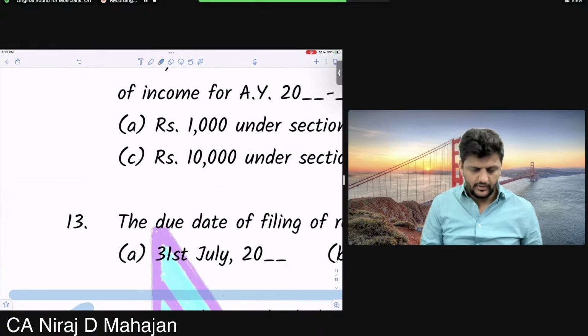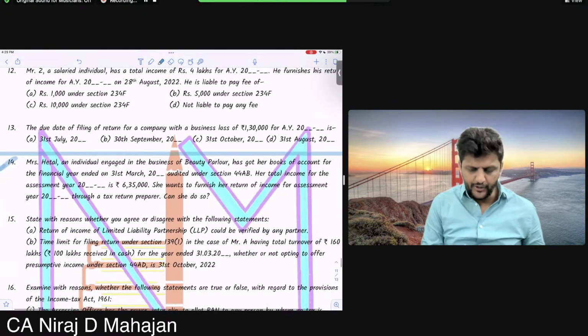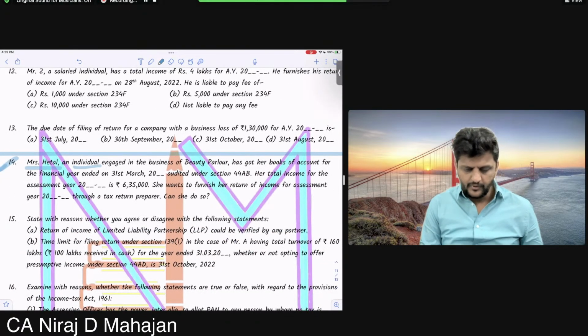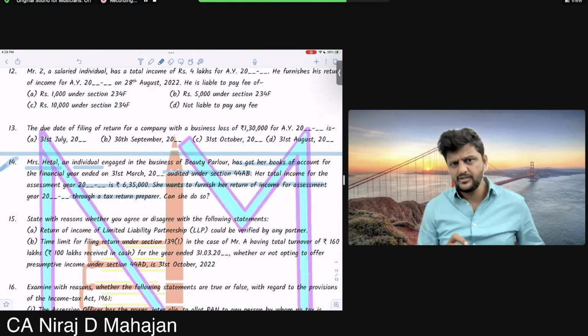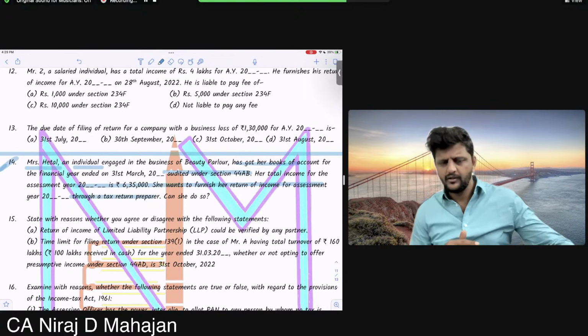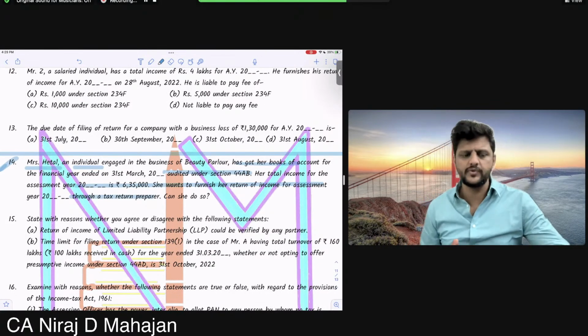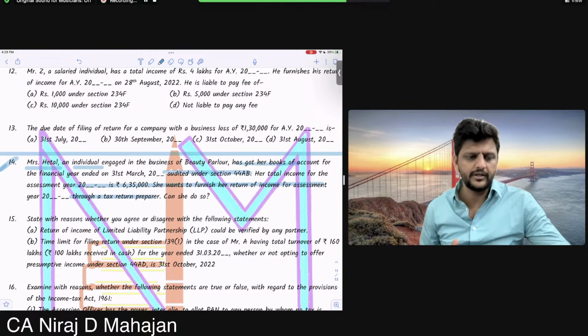Read the question. Hetal, an individual engaged in the business of beauty parlor, has got her books of accounts audited. Her total income is so and so. She wants to file a return through ITR. Same question, just numbers have changed. So bachcho, ITR cases, I mean audit cases, we can't do through ITR. Clear till here everybody? Simple? Indrajit okay? Chalo.